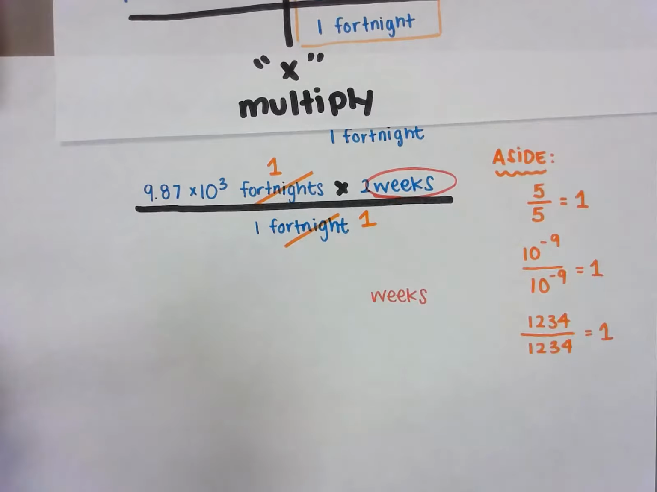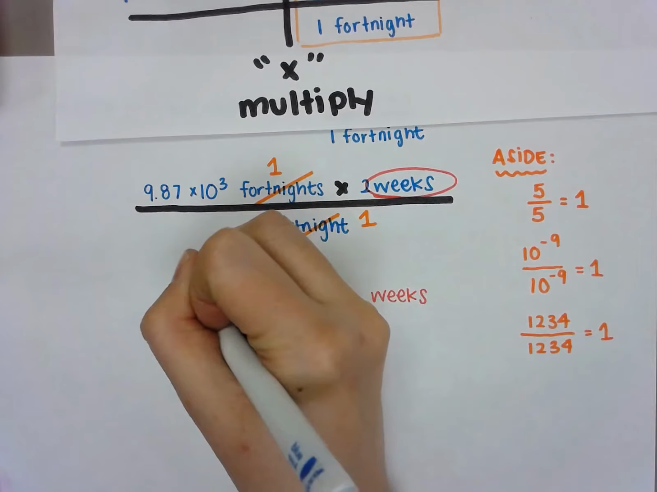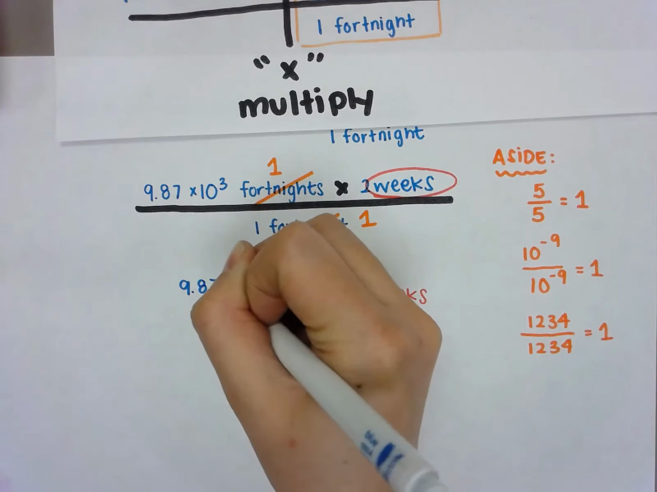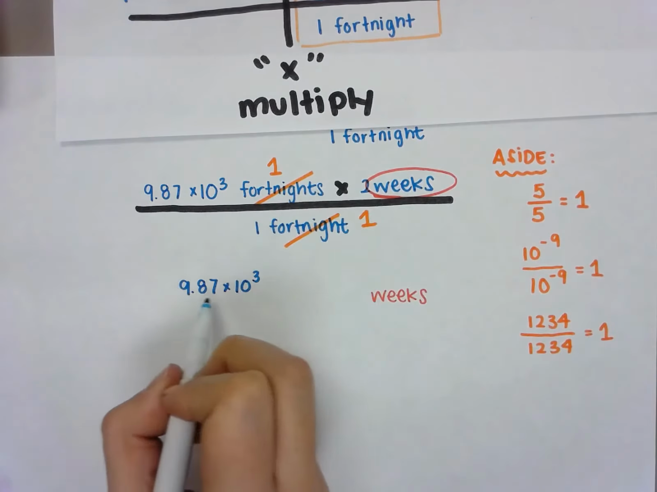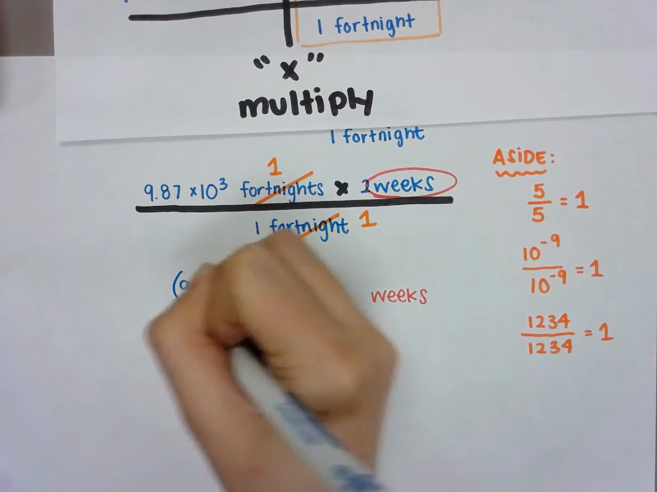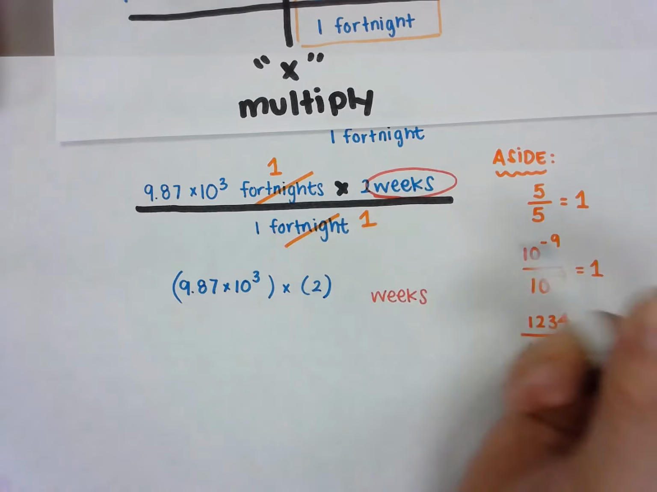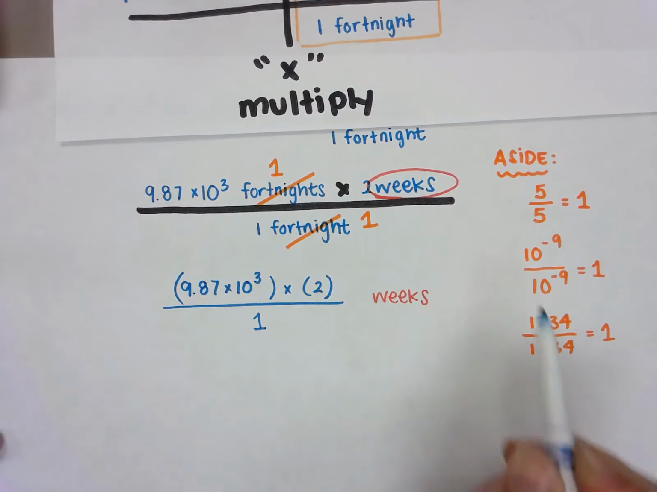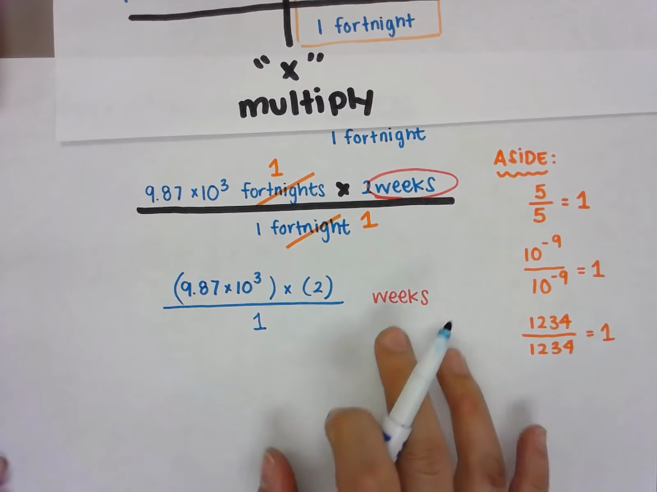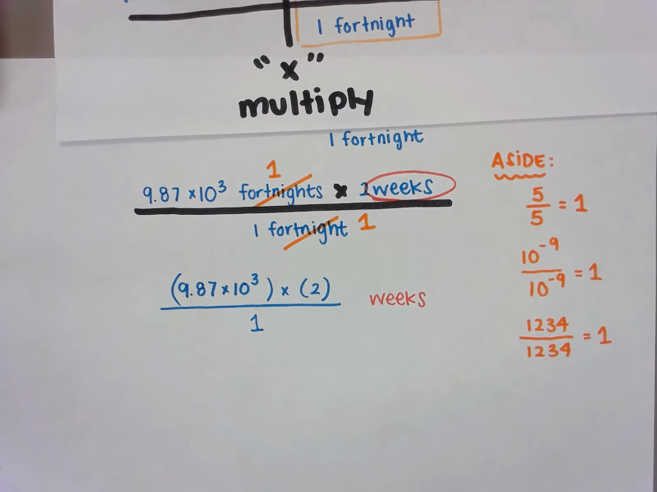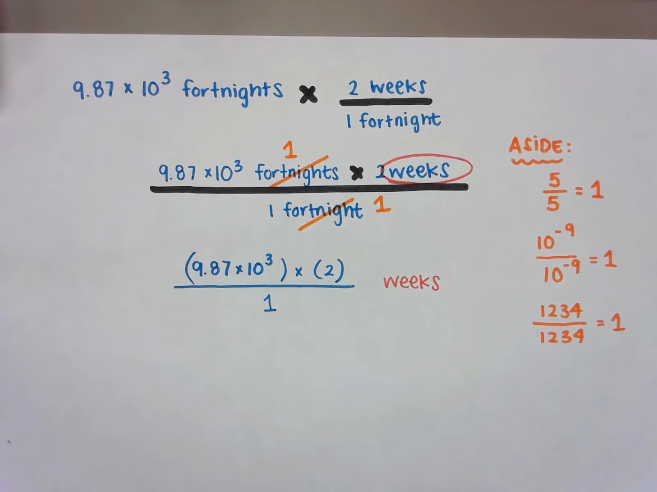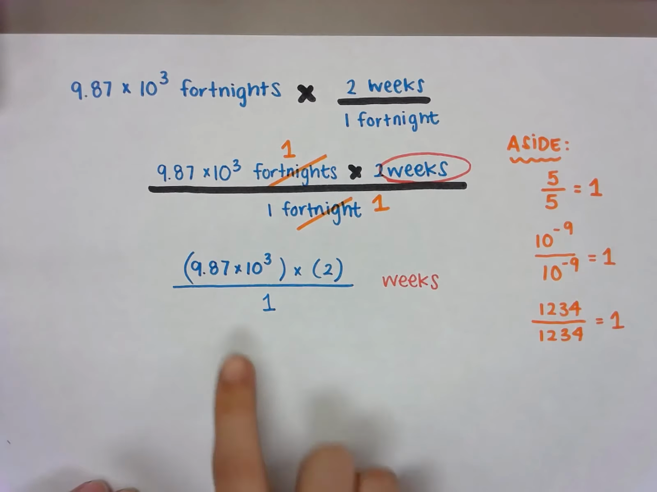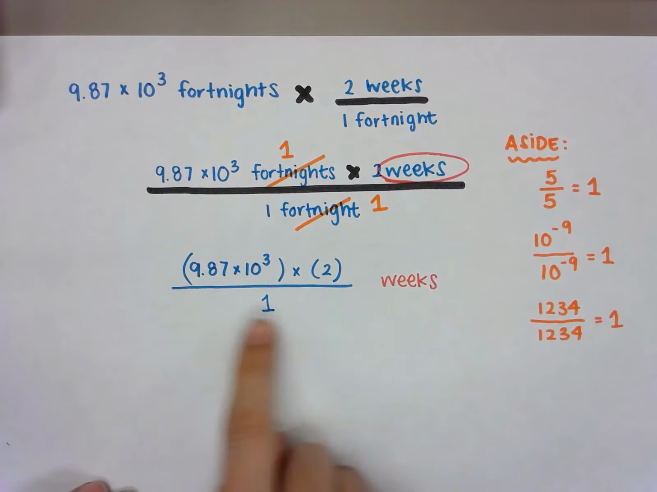So here we are in step 3 of dimensional analysis. We're going to do the math. You're going to multiply all the numbers on the top, everything in the numerator, so 9.87 times 10 to the third, times 2, divided by 1, and this number, after you plug it into your calculator, should give us how many weeks are in 9.87 times 10 to the third fortnights. So step 3, the final step to figuring out this problem, is actually doing the math.